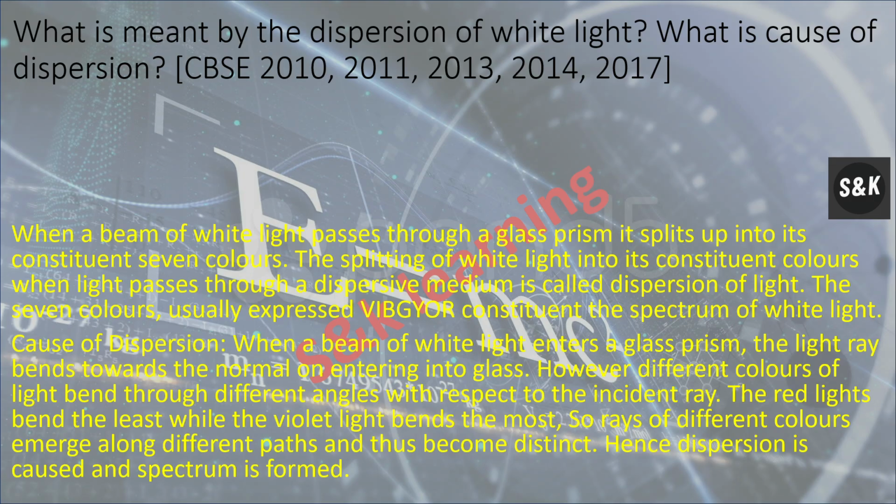Cause of dispersion. When a beam of white light enters a glass prism, the light ray bends towards the normal on entering the glass. However, different colors of the light bend through different angles with respect to the incident ray. The red light bends the least, the violet light bends the most, so the rays of different colors emerge along different paths and thus become distinct. Here, dispersion is caused and a spectrum is formed.